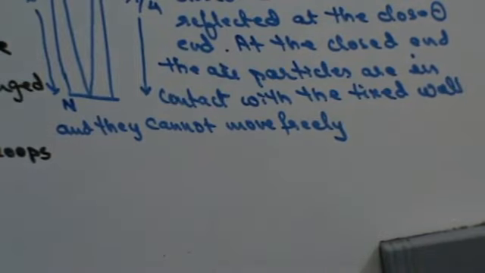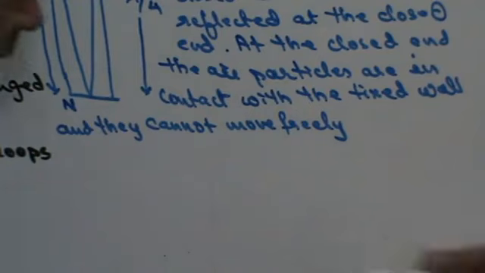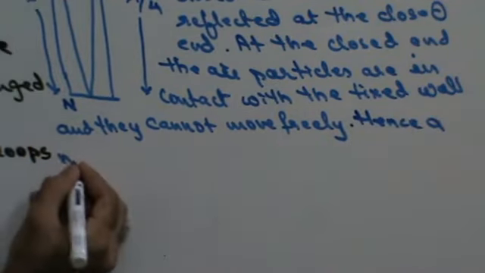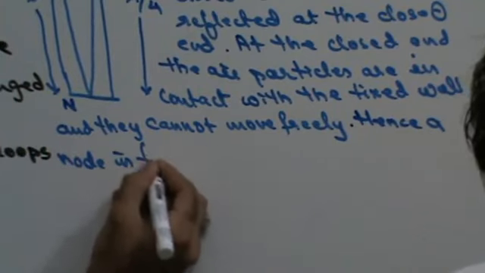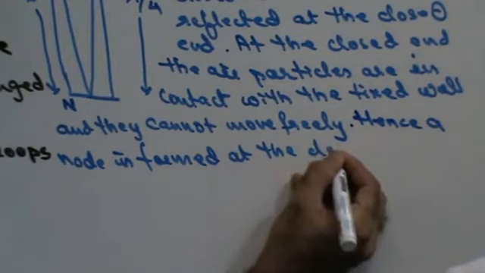Right? And hence a node, since what is a node? A node is a point where the air particles do not move. At this end, the air particles will not be allowed to move. When the air particles are not allowed to move, that will give rise to a node. That's the reason why you have a node formed at the fixed end. Hence a node is formed at the closed end.